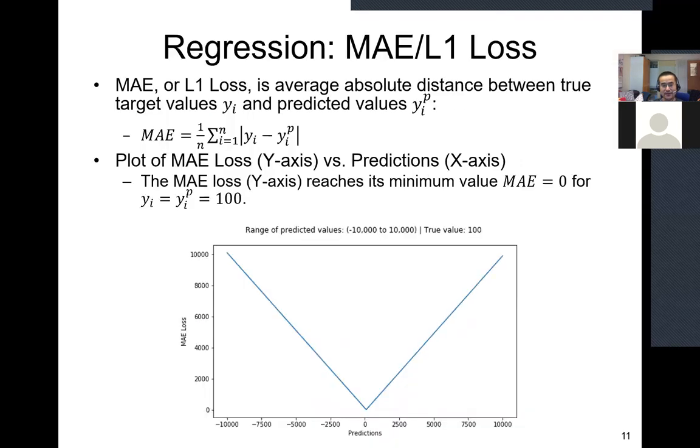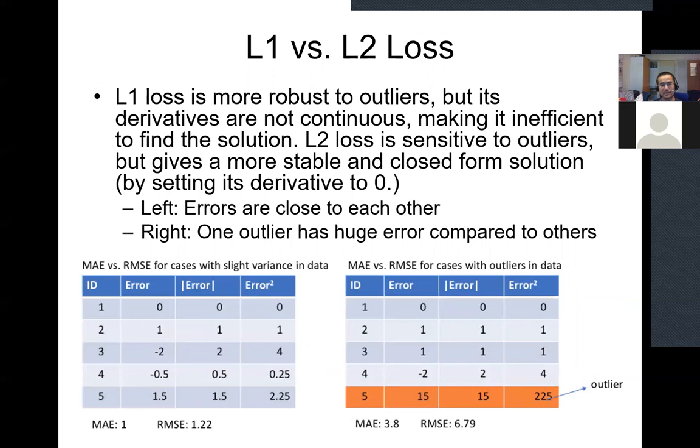It's defined as the sum of absolute differences between each data point prediction value and the actual ground truth. So if you plot it for that example, it's 0 at 0 and then grows linearly in each direction. So our L1 loss is more robust to outliers, but its derivatives are not continuous, making it inefficient to find a solution. So let's look at an example.